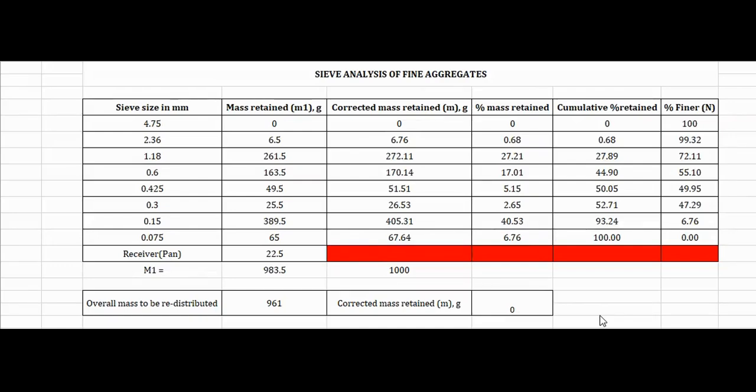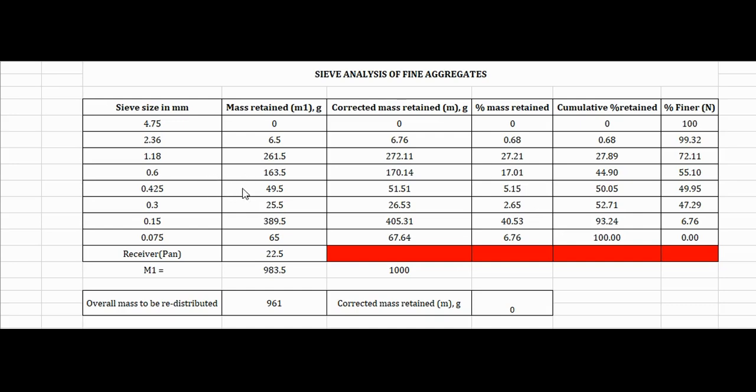Now let us come to the very important part related to this particular experiment, that is the calculation. The first column indicates the sieve size and the second column indicates the mass retained on each sieve. In terms of 4.75 mm, the mass retained is 0 gram. In terms of 2.36 mm, the mass retained is 6.5 gram. In 1.18 mm sieve, the mass retained is 261.5 gram. And in 600 micron sieve, the mass retained is 163.5 gram.